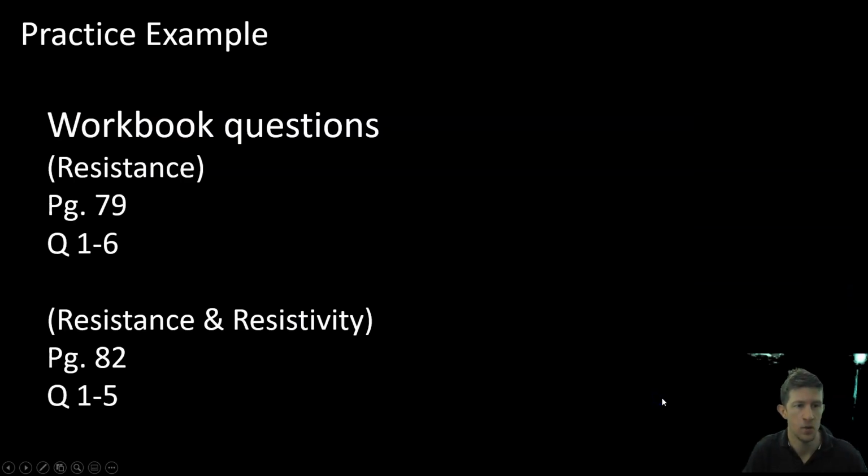From here, workbook questions start with resistance. That's linked on the OneNote again. Page 79, questions 1 to 6, and then have a go at some resistance and resistivity questions. That's page 82, questions 1 to 5. Answers are at the back of those documents, so if you want to check your work, or if there's anything you're not sure about, please let me know. It's really important that you get your head around these concepts so that we can expand on them in future lessons.